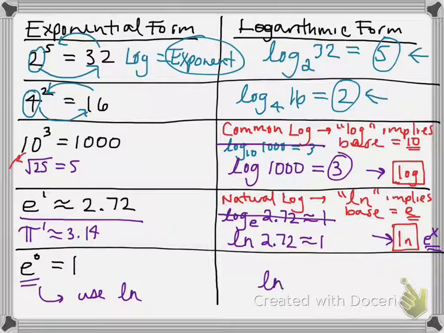So I would write this as natural log of 1, ln of 1, with that implied base e, equals 0. And this will be an exact answer in your calculator. So if you use, again, that natural log button, type ln of 1, hit the enter key, and you will get 0.